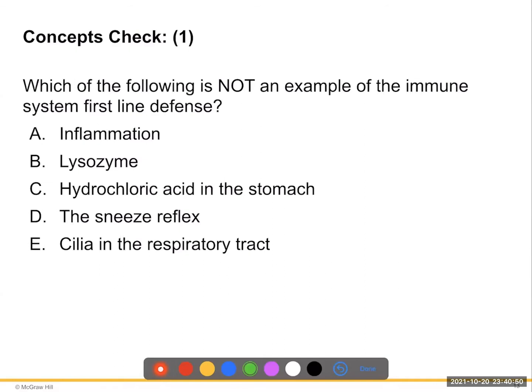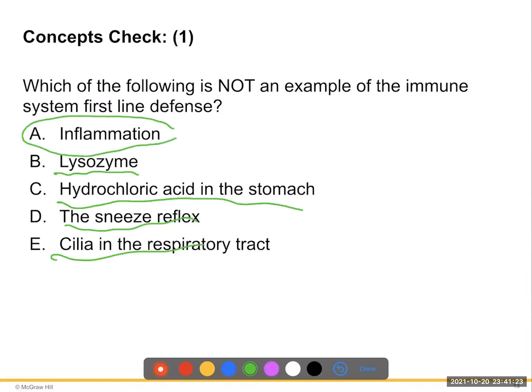Which of the following is not an example of the immune system's first line of defense? Inflammation, lysozyme, hydrochloric acid, sneeze reflex, cilia in the respiratory tract. Which would not be an example of your first line of defense? I'm confused between B and C. B is lysozyme, which breaks down bacteria. Maybe C then? Hydrochloric acid destroys anything. Sneeze reflex and cilia are general too. The only one that's a little more specific is inflammation.